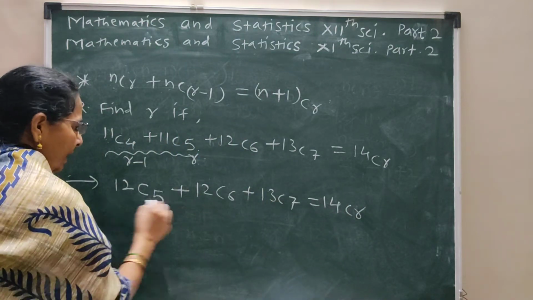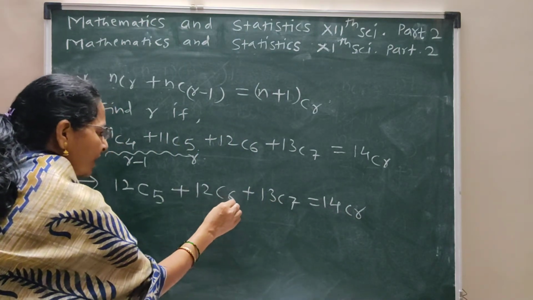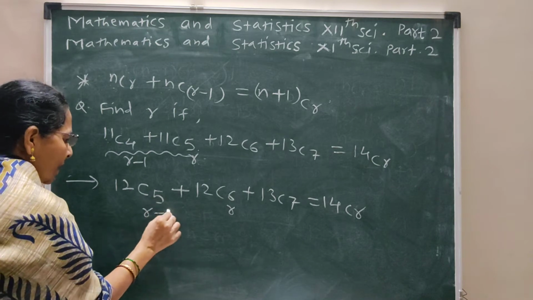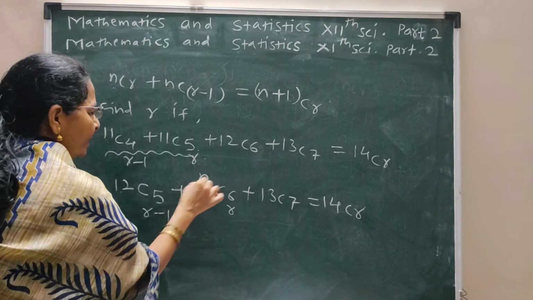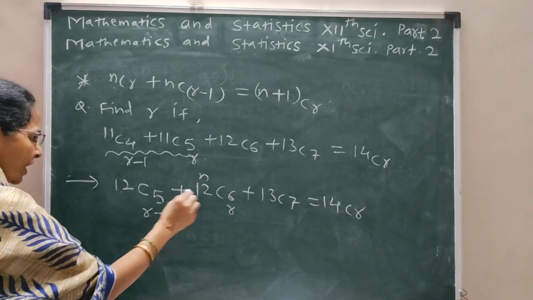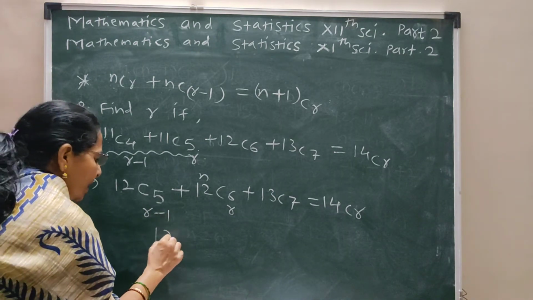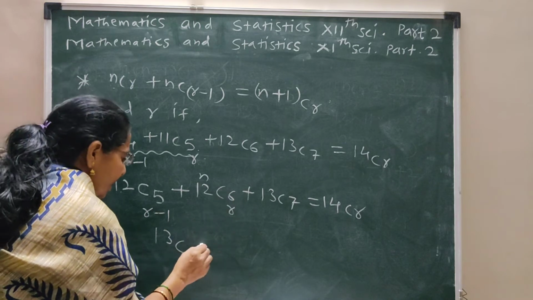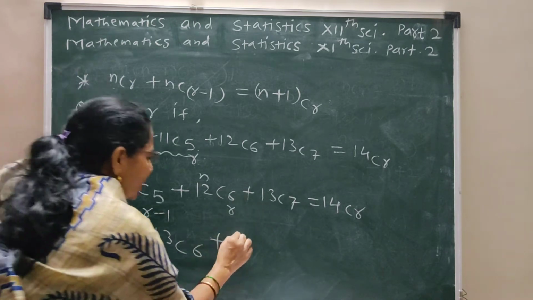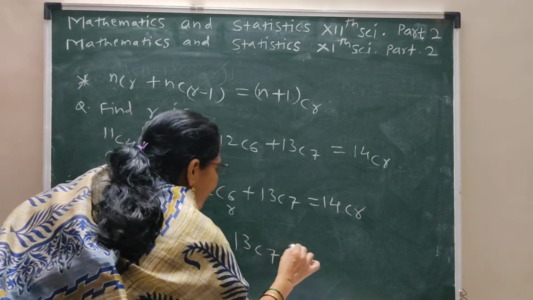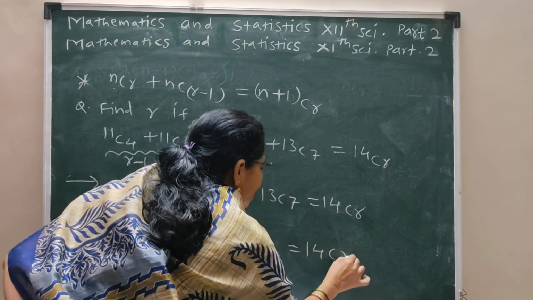Next, from this side, this is r 6, 5 is r minus 1, this is 12, that is n. Therefore, use here the formula n plus 1, that is 12 plus 1 is 13, C, r is 6, remaining term 13C7, 14Cr.